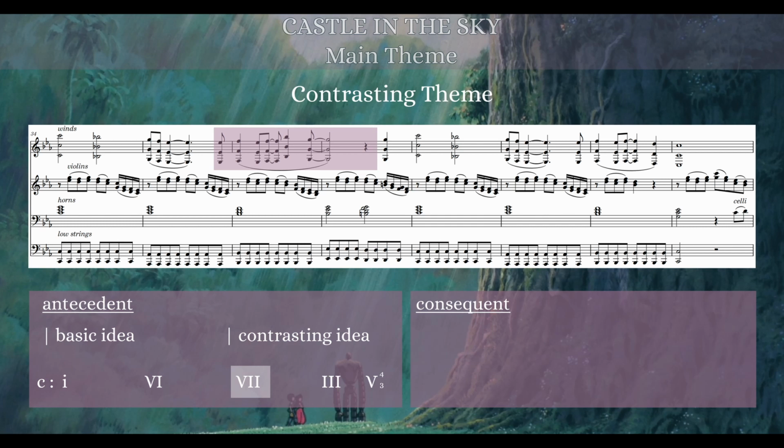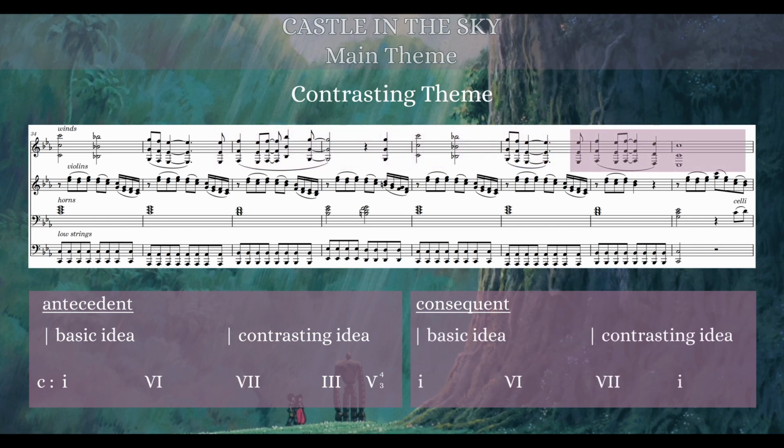The dominant harmony leads us into the consequent phrase, which starts with the basic idea once again. Then the same contrasting idea, this time ending in a full cadence. And this B flat major chord, that 7 chord that I mentioned, moves directly back into the 1 chord. So it's really not a secondary dominant chord here at all. Instead, we get kind of a modal sounding cadence. I'll play the whole phrase again.